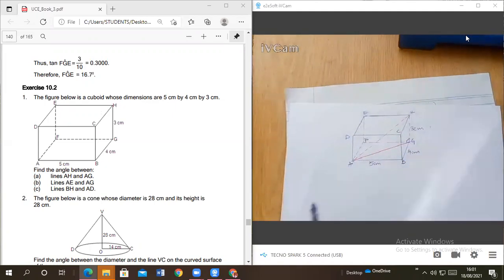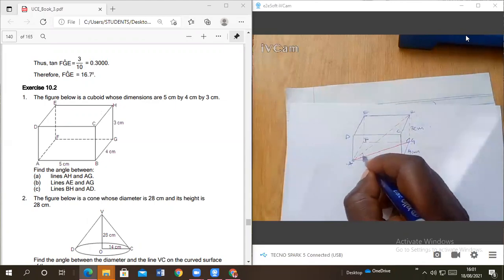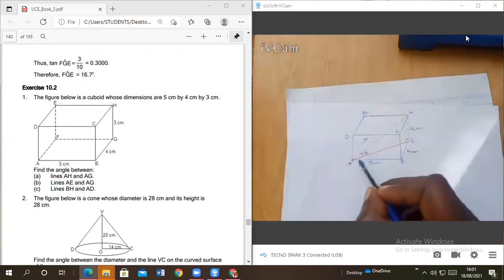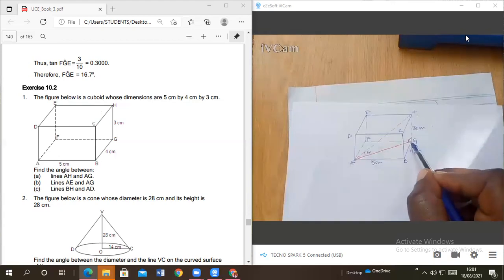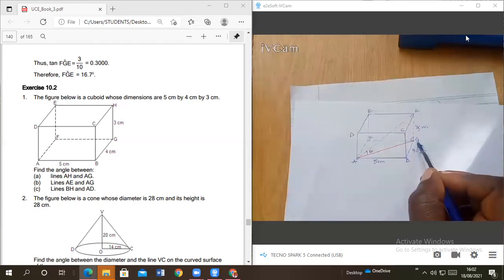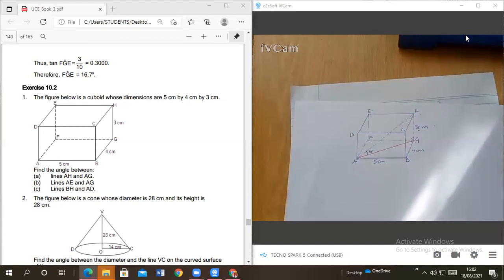So the common point of AH and AG is A. So that is where the angle is, in between there. For us to find that angle theta, we must know the length of this line, and we must know also this one. This one, we know it is 3 centimeters. But how do we get AG? Who can tell me how we get AG?